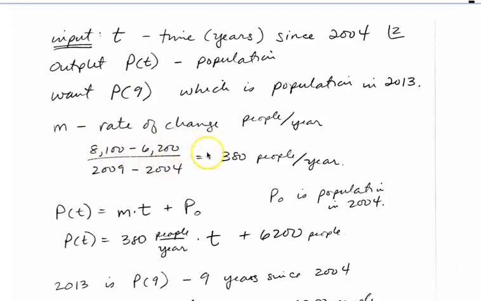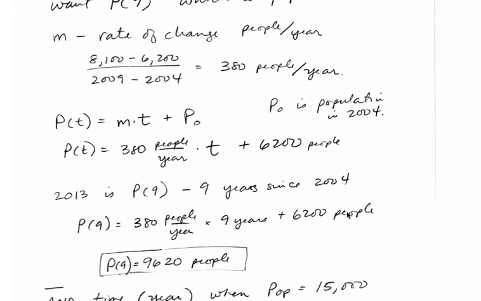So I'm going to just compute this. This would be 380 people per year. So the change between 2009 and 2004, people, and the change in time, the number of years. So the population at any time is equal to that rate that we just calculated, times the time, where the time is years, not the year, but number of years since 2004, plus P naught, where P naught is the population at the beginning, right? The population at 2004.